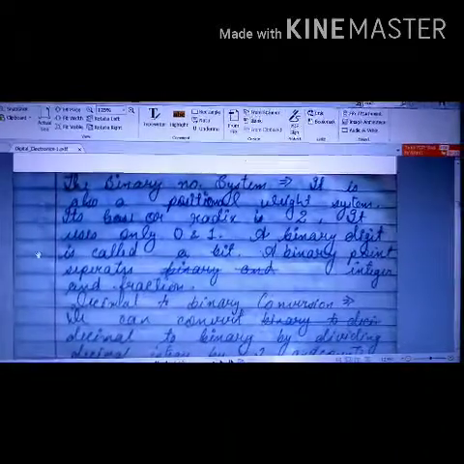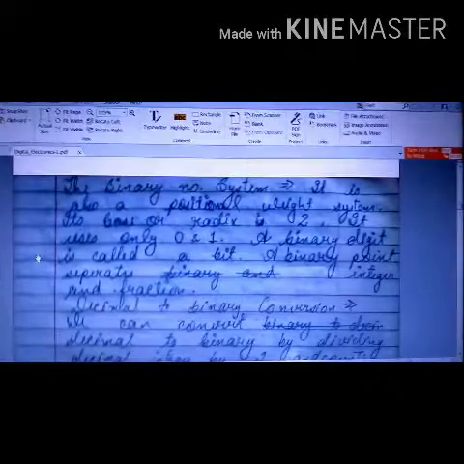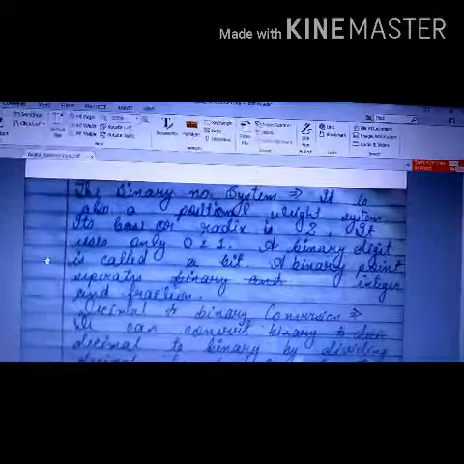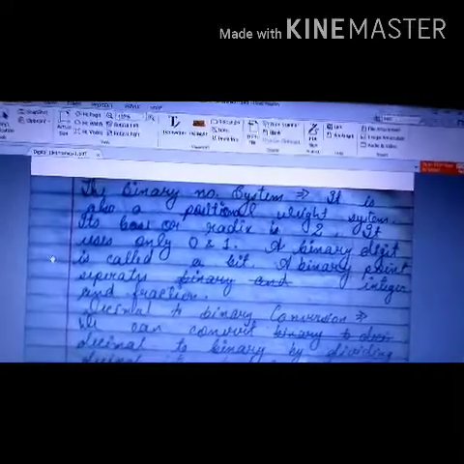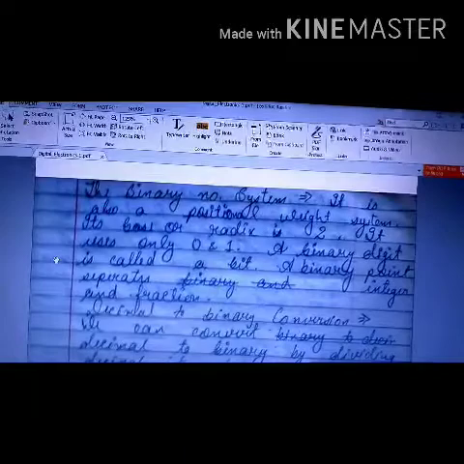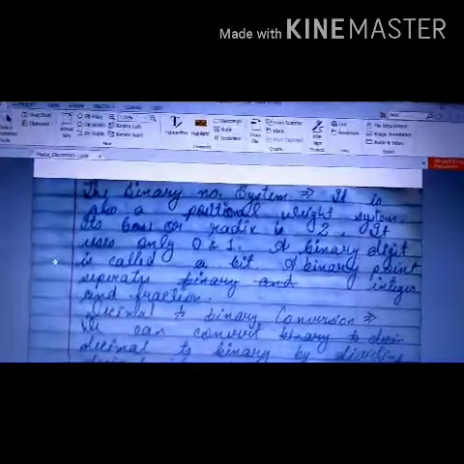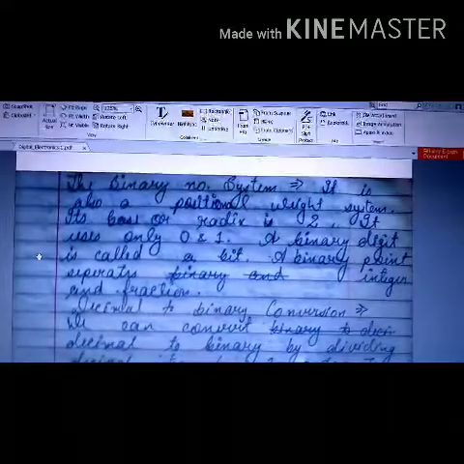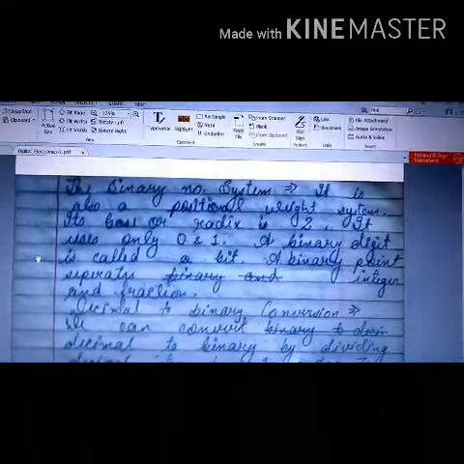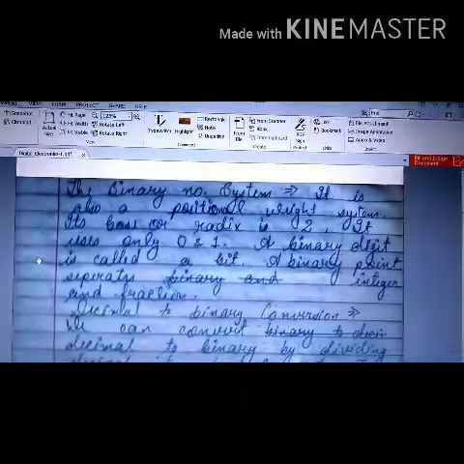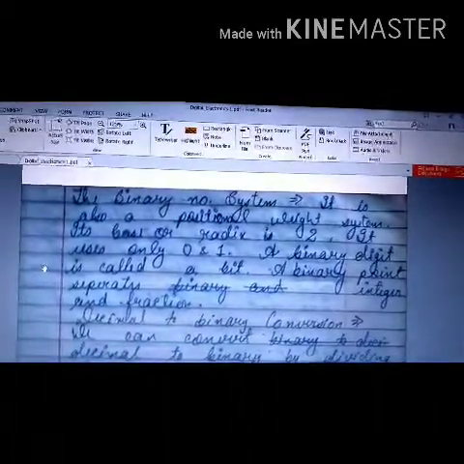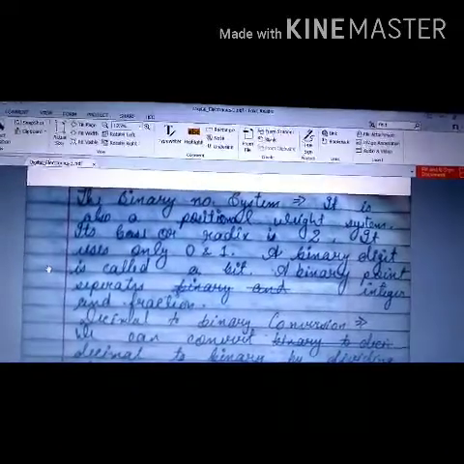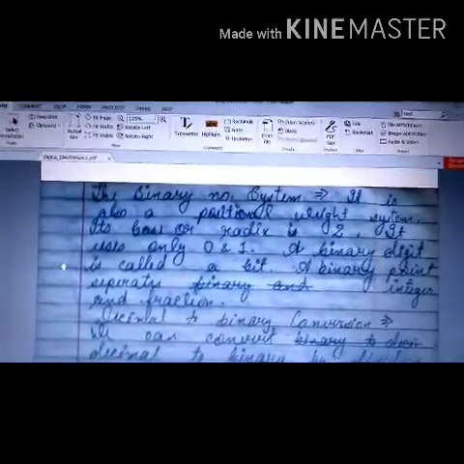Binary number system is again a positional weighted system, that is each digit of a binary number has a weight, but the weight here is in the power of 2. Let's first see its base or radix is 2 and it uses only 2 digits, 0 and 1. So if I am writing something like 1 2 3, this will never be a binary number. Or if I am writing 1 2 2 1, this is also not a binary number. Only digits which I can use are 0 and 1.